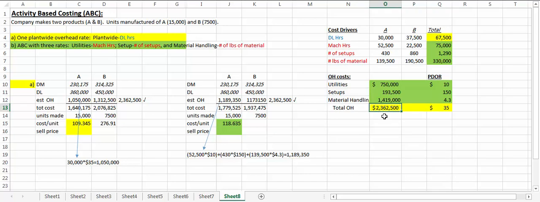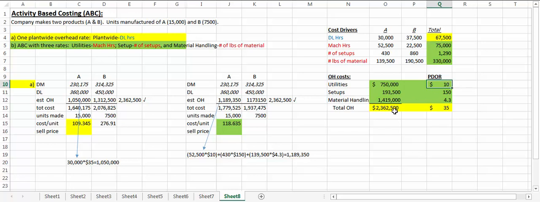and that the overall overhead that we are allocating is $2.4 million. If we come up with predetermined overhead rates for the utilities, basically we're taking the estimated overhead divided by the total machine hours, and that gives us $10. And the same for setups, 193,000 divided by 1,290 gives us 150, and 1,419,000 divided by 330 pounds gives us 430. So basically what we're saying is, in the utilities department, for every machine hour that a product consumes, it will be allocated $10 of overhead, and so on.